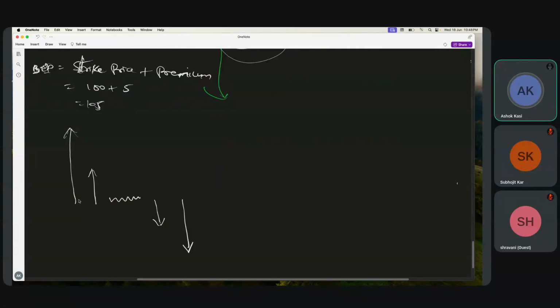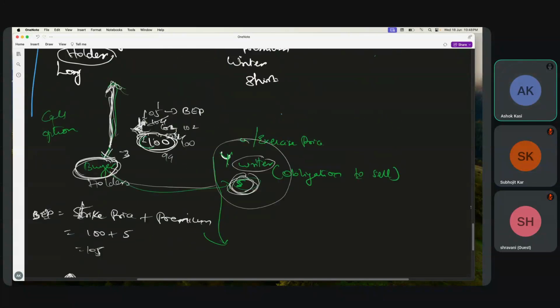So when will you get profit? Only if it crosses that break-even point. That means the market should be very highly bullish. That is one chance when you can gain. But if the market is just mildly bullish, that means it has gone from 101 to 3, 4, or even 5, and then it has come back, then it's of no use for you.